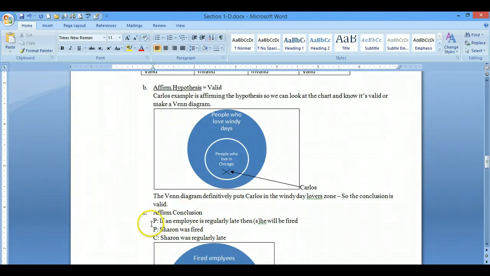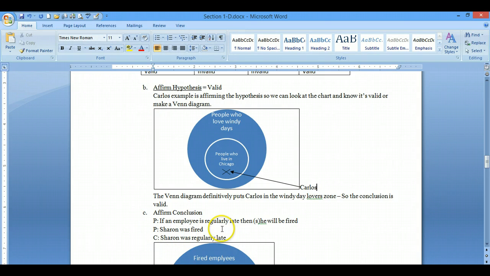Now let's talk about the first premise. If an employee is regularly late, he or she will be fired. Is that the only way a person can be fired? No, there's other reasons. So the regularly late set will be within the fired set, because there are other reasons that somebody can be fired. But every time somebody's late, they will be fired. So I have a subset here of fired employees on the outside and regularly late on the inside.